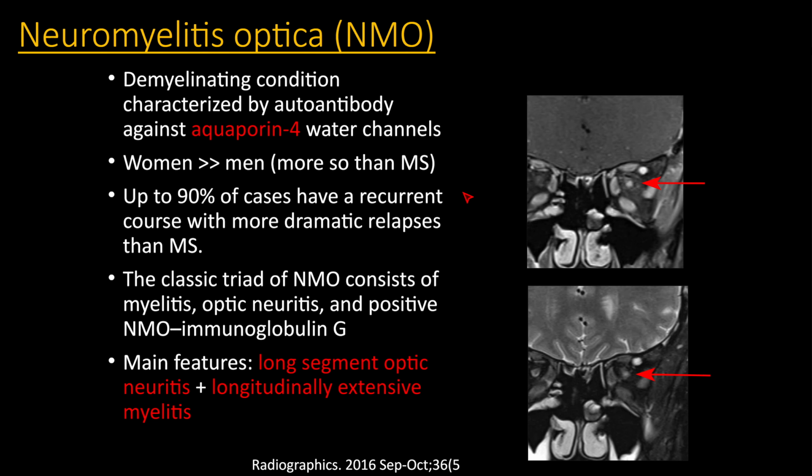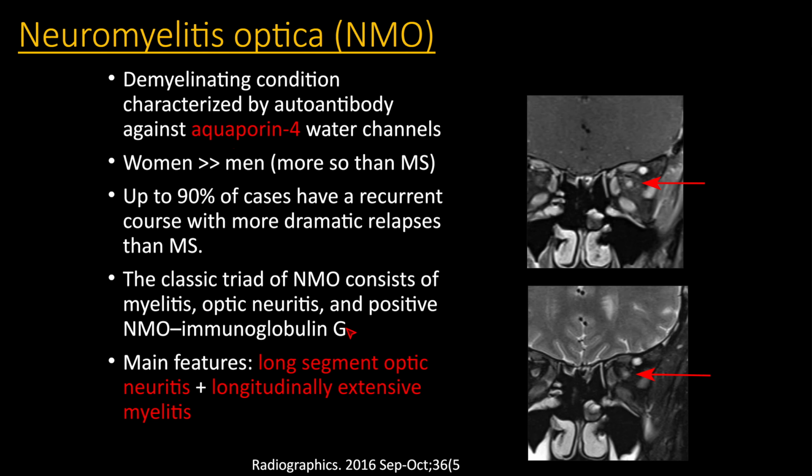This also affects women much more than men, and much more so than MS. Up to 90% of them have a recurrent course, and the relapses tend to be more dramatic than MS. Now, as far as neuromyelitis optica itself, not the spectrum disorder, it consists of myelitis, optic neuritis, and a positive NMO IgG. NMO IgG is just the antibody against aquaporin 4.